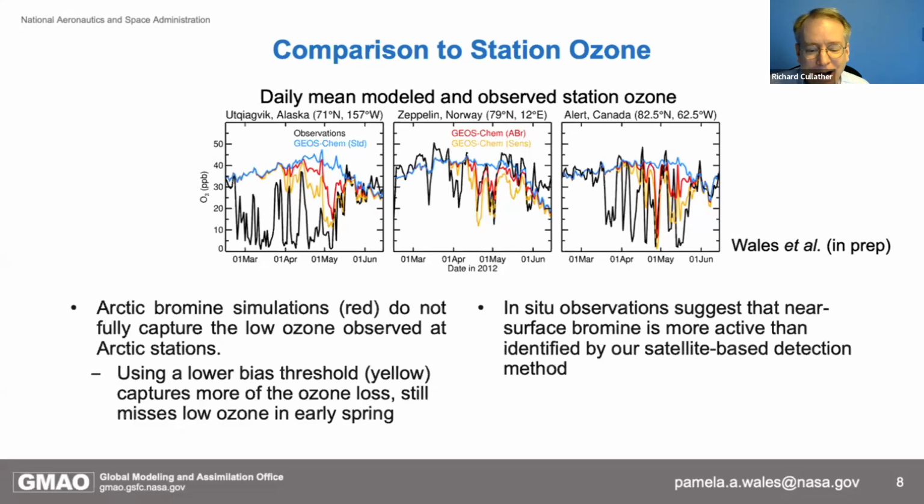So again, a review: a bromine explosion is the sudden, apparently catalytic elimination of ozone near the surface, which leaves a strong bromine signature. And these have been observed since the 1980s, I think I was reading last night, and they've also been observed in the Southern Hemisphere as well.